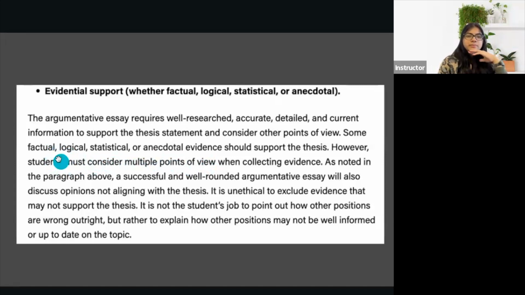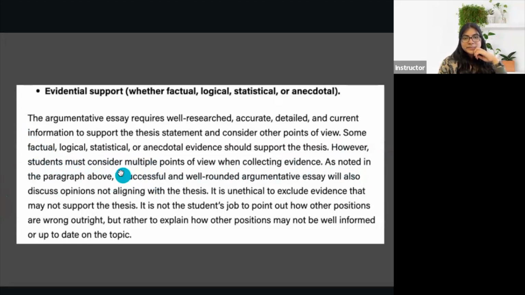Logical, how do you know that an evidence is logical? Sometimes if you go on a website and you're looking at the research, there may be a bibliography for that article at the very end with their works cited. So that can be a good way of seeing whether they are just making this up or using statistics. However, students must consider multiple points of view.